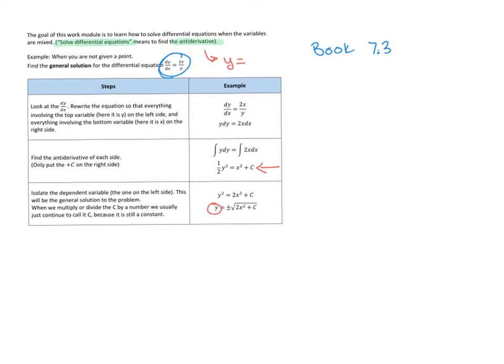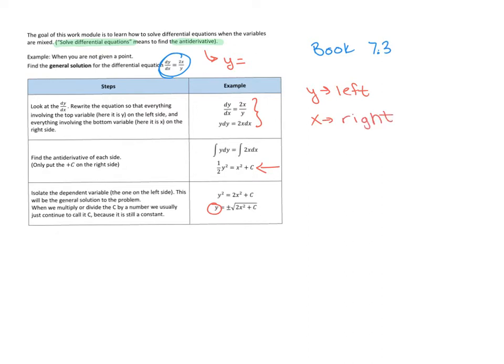So with these problems, the part that makes them unique, or what you have to make sure you set up first, on this first step, when we get the problem in front of us, our first goal is to separate the variables. We want everything involving y on one side, everything involving x on the other side. It is safest to do y on the left side and x on the right side.